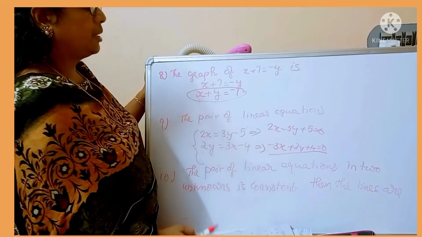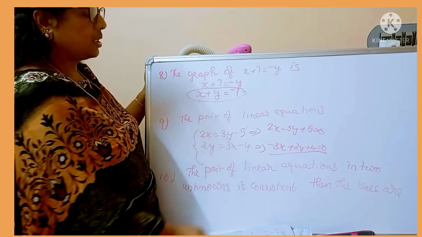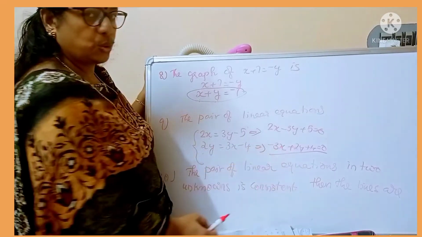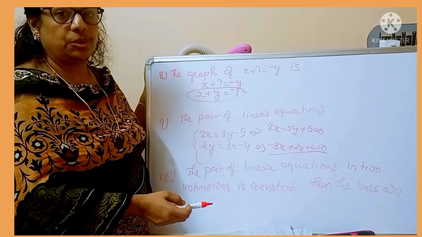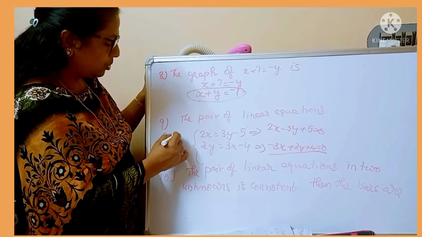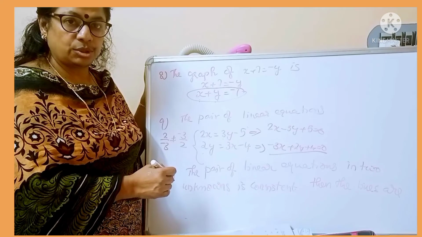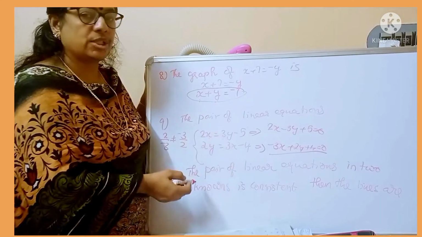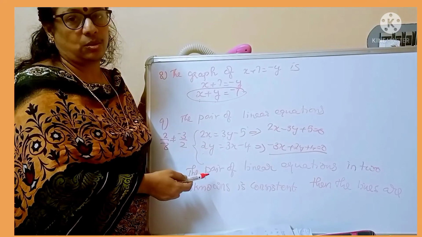That is, 2x minus 3y plus 5 equal to 0, negative 3x plus 2y plus 4 equal to 0. Here 2 by negative 3, negative 3 by 2, 5 by 4. They are not equal to each other. That is, 2 by negative 3 is not equal to negative 3 by 2. That is a1 by a2 not equal to b1 by b2 not equal to c1 by c2. That means these equations represent intersecting lines, so it has a unique solution.